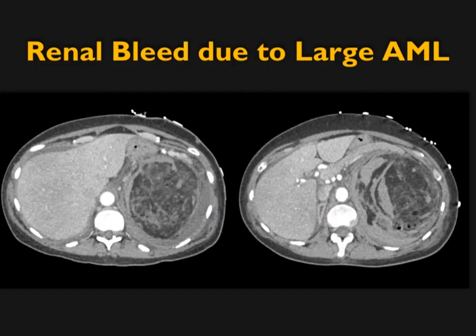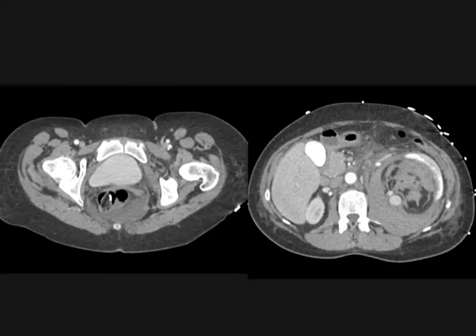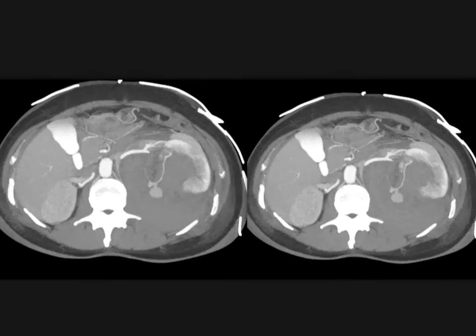Now, I mentioned these can rupture. Here's a nice example. The larger the AMLs, the more likely they are to rupture. The larger the vascular components, the vascular malformations, the more likely they are to rupture. Here's a beautiful case, a large fatty tumor. You can see the blood around the kidney. Here's some later phase images. Again, look at the blood, look at the active bleeding from the left kidney, the peri and pararenal space involvement. There it is very nicely shown.